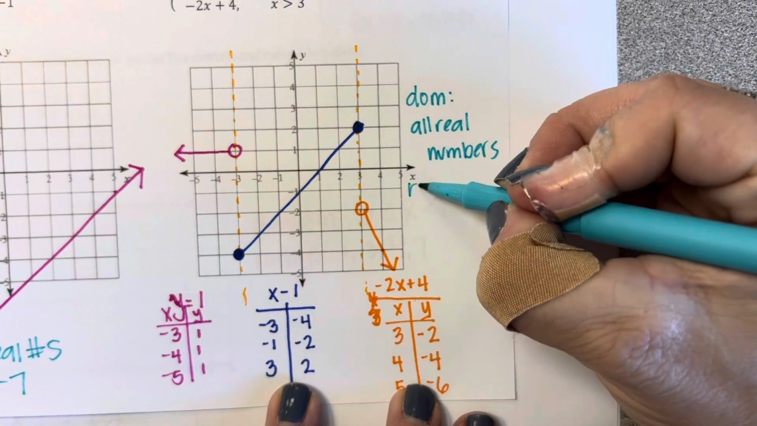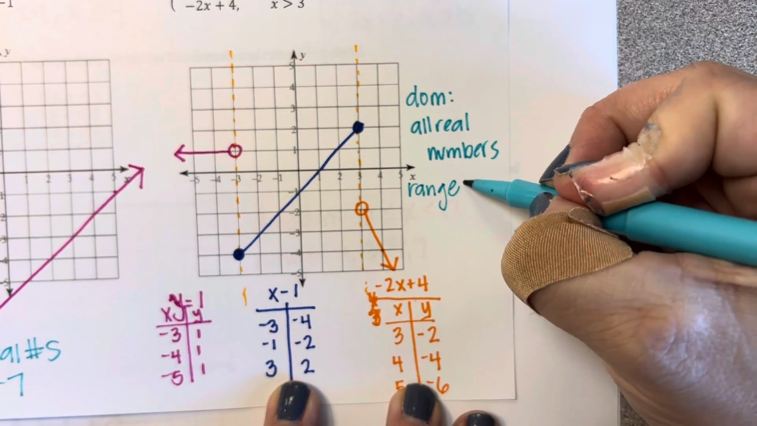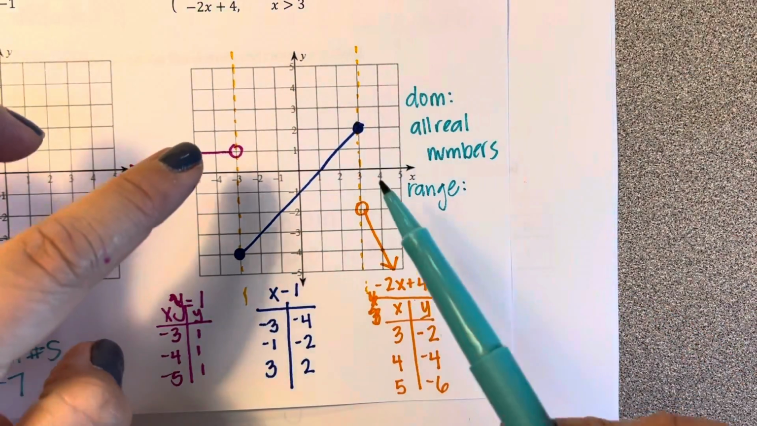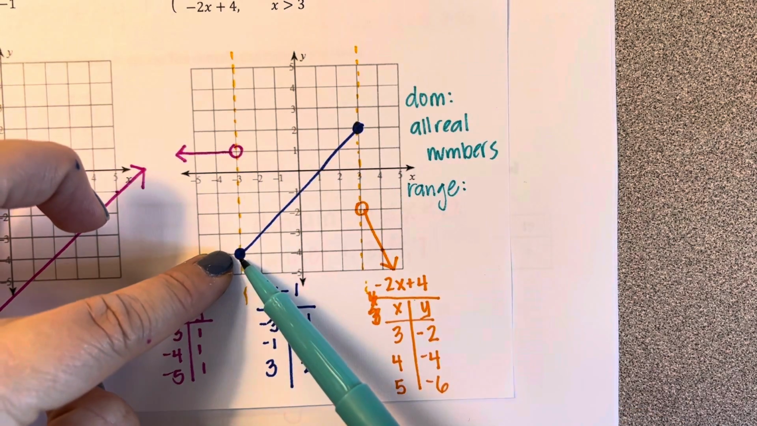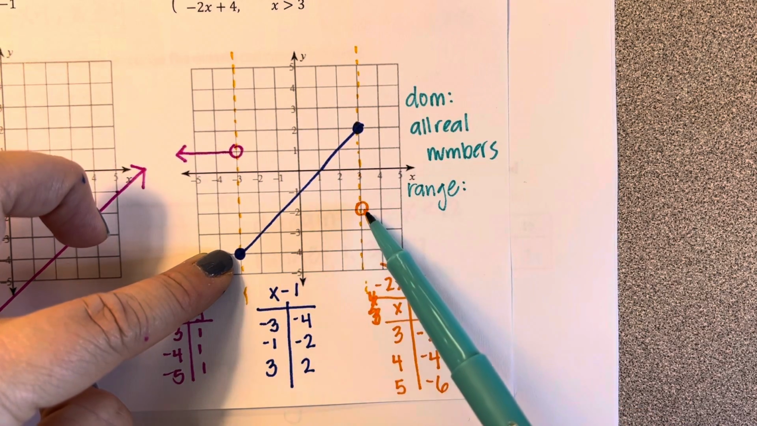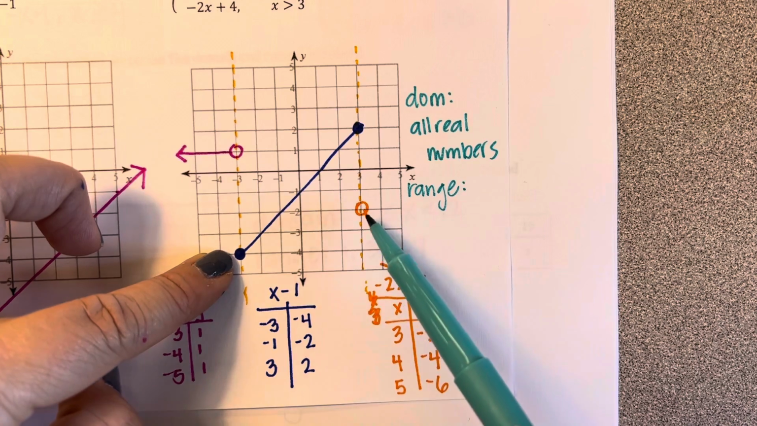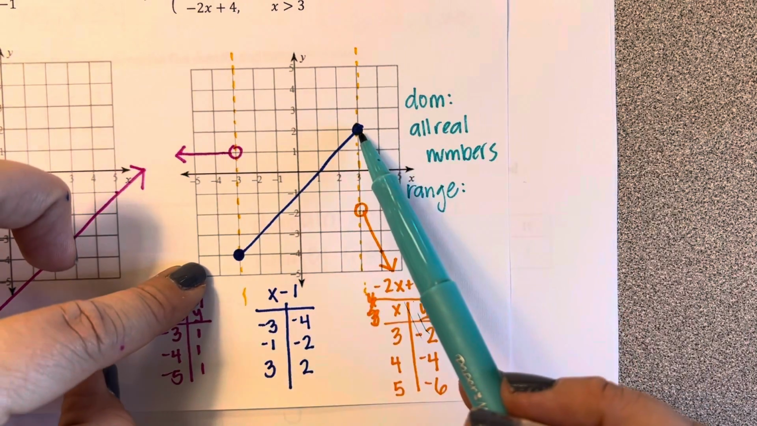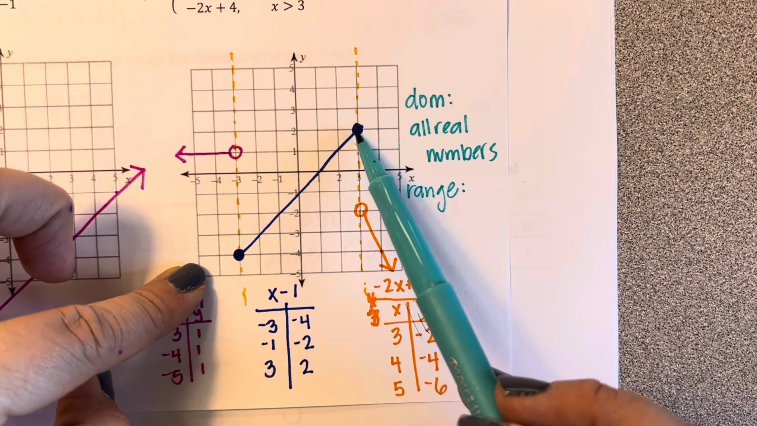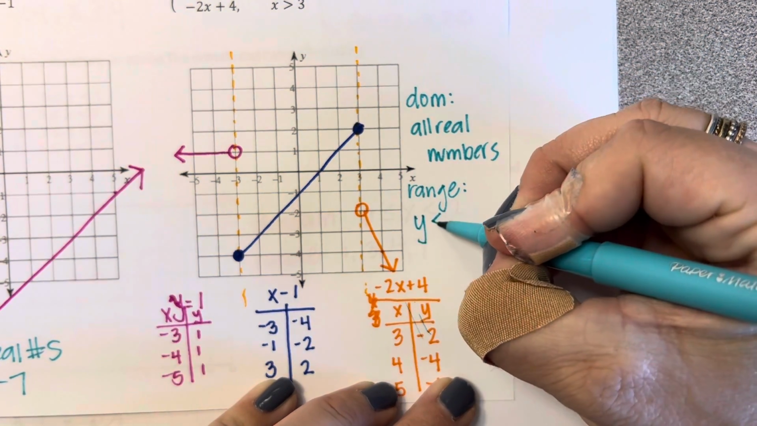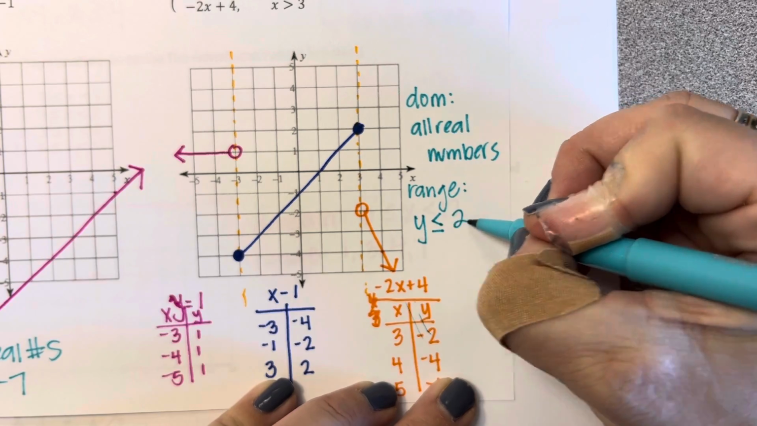Okay, and then my range, is there like a minimum or a maximum? Right, remember when we graphed parabolas and there were minimums and maximums for those parabolas? So if I started down here, well, I know that there's going to be numbers underneath that because this -2x plus 4 is going to keep going down. Okay, this is horizontal. Is anything ever going to go above this y value of 2? No. So every y value has to be less than or equal to 2.